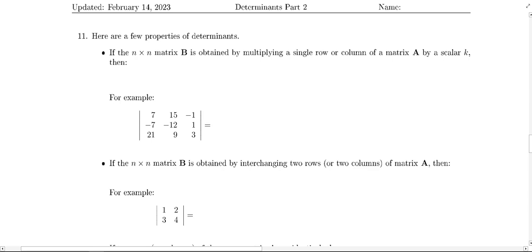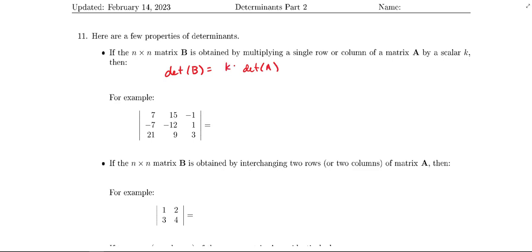So folks, what I'd like to do here is outline some of our properties of determinants. These properties can all be proven, but in this case I'll just be stating them to you. The first one says that if we have an n by n matrix A and we get a new matrix B by multiplying a single row or column of A by a scalar k, then the determinant of this new matrix B is going to be related to the old matrix A by just the factor of k.